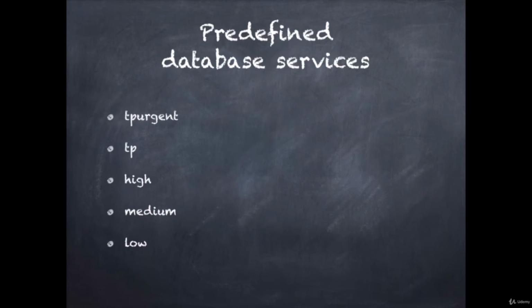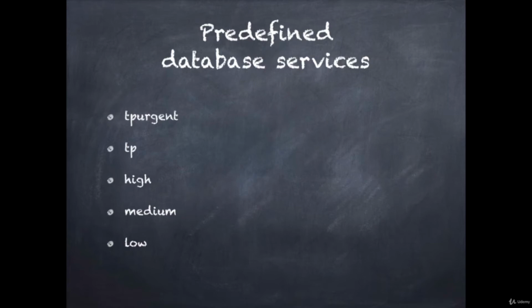Moving on, now I would like to speak about the predefined database services for Autonomous Transaction Processing. We are provided with a credential zip file that contains 5 different database service names. These are identifiable as TP Urgent, TP, High, Medium, and Low. These predefined service names provide different levels of performance and concurrency for Autonomous Transaction Processing.